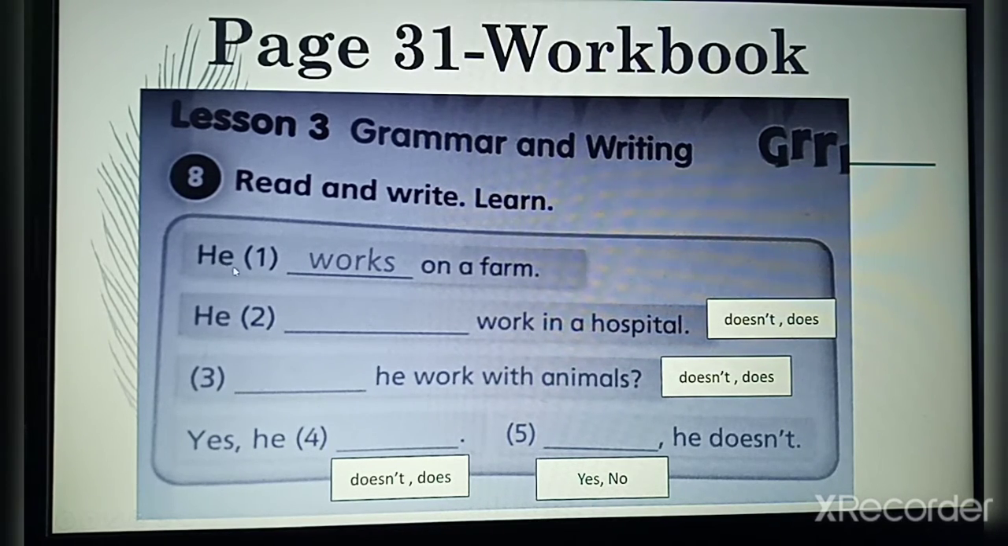Number 1 is he works on a farm. And who works on a farm? It's the farmer. So that will be your basis to answer number 2, 3, 4, and 5. Since a farmer works on a farm, number 2, he blank work in a hospital. Is it doesn't or does? We are talking about a farmer. Okay, number 3, blank he work with animals, doesn't or does? Okay, and then number 4, yes, he does or doesn't. And number 5, yes or no.